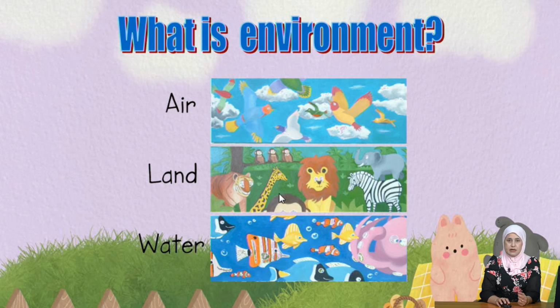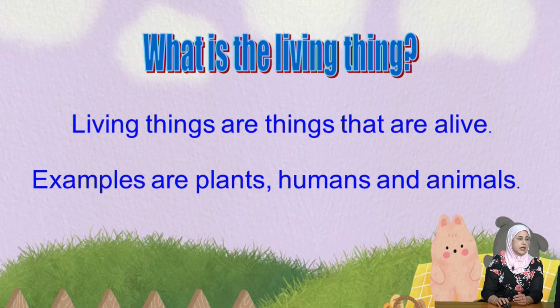L-A-N-D, land. We live on the land, okay? Living things like the animals and humans live on the land. W-A-T-E-R, water. Water is the sea and the river. The sea animals live in the water, okay? So air, land, water. This is the important thing in our environment, okay?